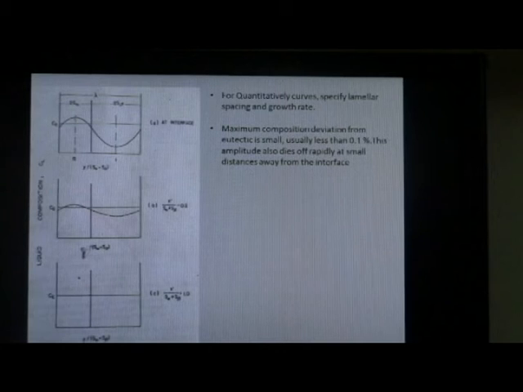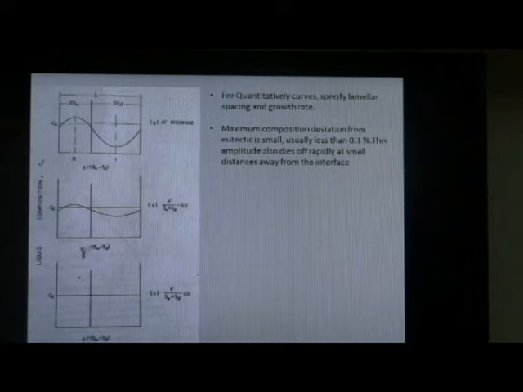This figure shows the result of a calculation for a typical example of eutectic growth. The maximum composition deviation from the eutectic is small, usually less than 0.1%. Moreover, even this small deviation is damped out at a small distance in front of the interface. For example, at a distance x' equivalent to S_alpha + S_beta, the liquid composition difference essentially disappears.